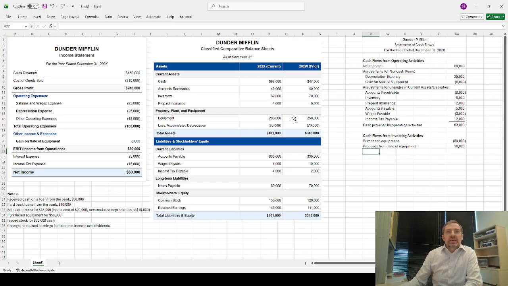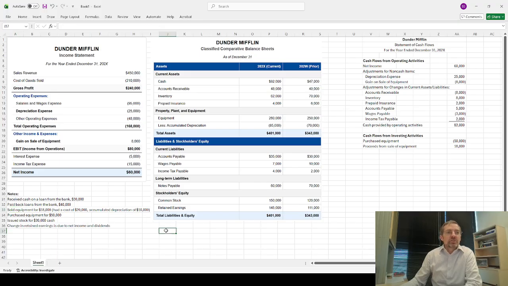So if you're looking at the cost of equipment on the balance sheet, we had $250,000 and then we purchased equipment of 50,000. So you'd say, well, that went up to 300,000. And then we sold the equipment and it went down to 280. That's $20,000. But I only put 18,000 here. That's because the equipment sold had an original cost of $20,000, accumulated depreciation of 10,000.